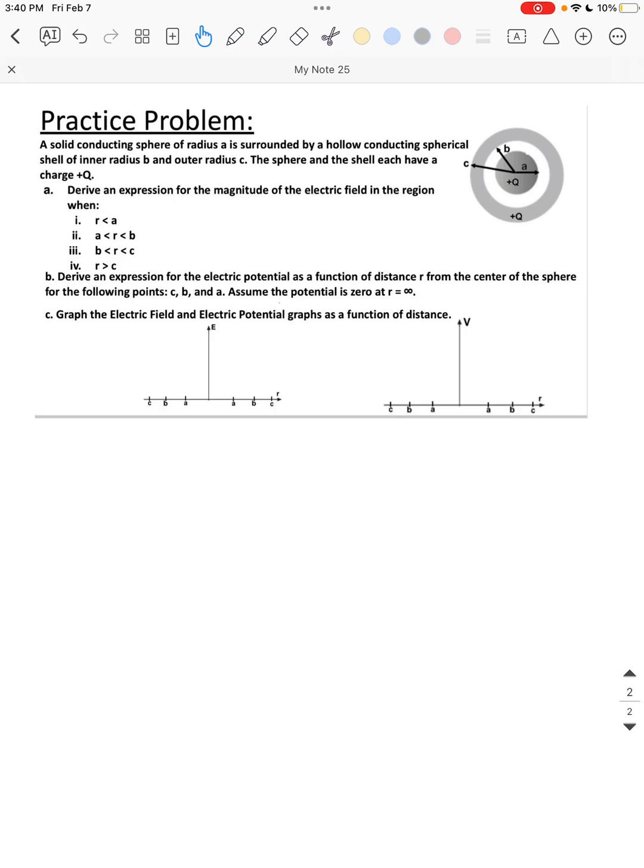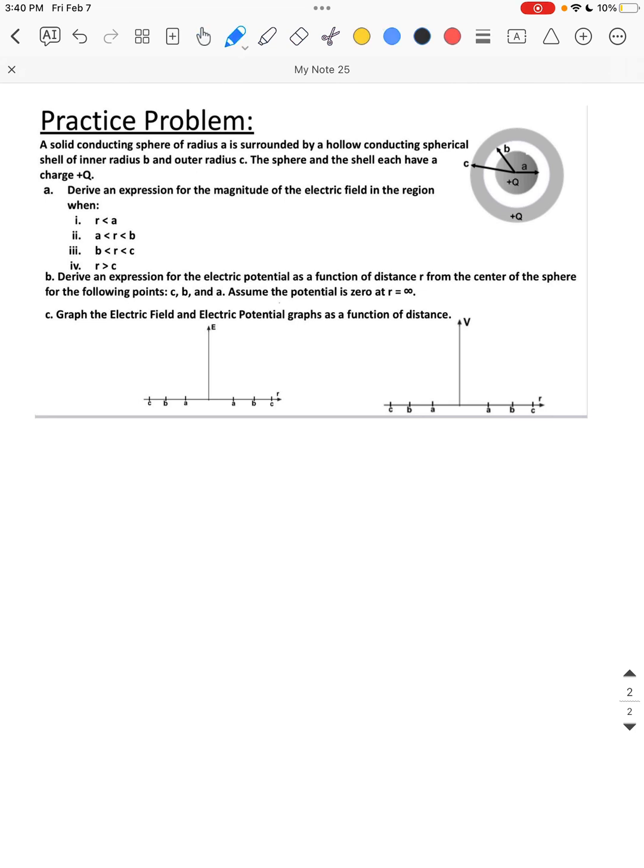All right, so for this problem, we have something you've seen in Gauss's law. We need to find the electric field of this positively charged sphere within a positively charged spherical shell. By using Gauss's law, we know that spherical objects can be treated as a point charge.